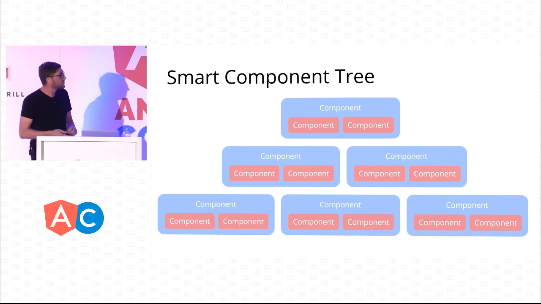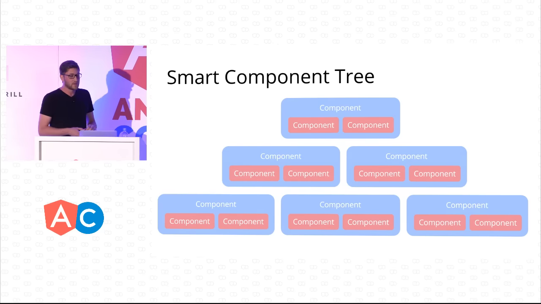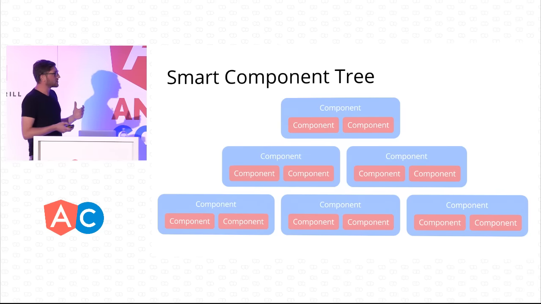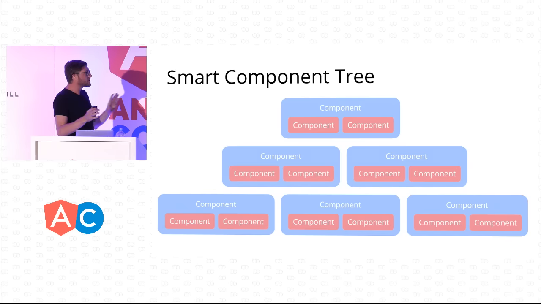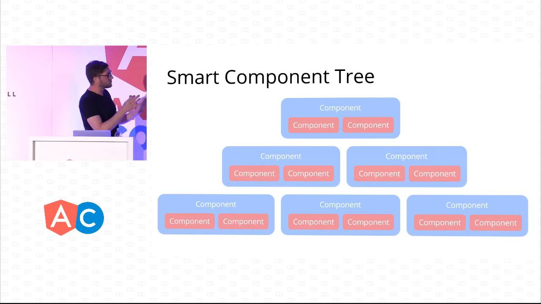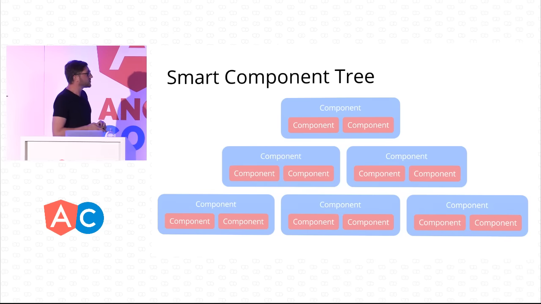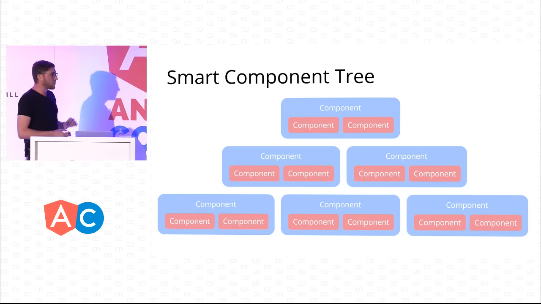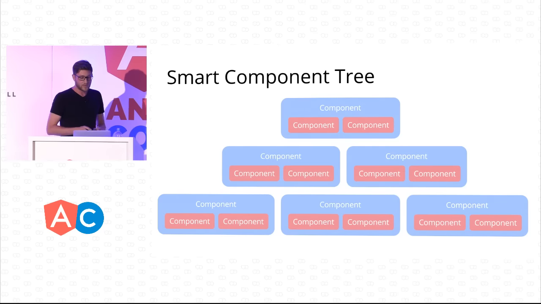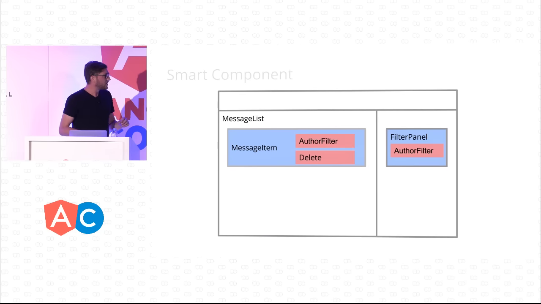Let's see what the smart component tree would look like. We basically have couples of smart and dumb components placed everywhere in our UI, and they are now easily exchangeable. We could just move around the logic, and if we need to add functionality, for instance the delete Gernot mentioned, we just add it to the smart component, include a dumb component, wire it together, and be done with it. So let's take a look at our example app.